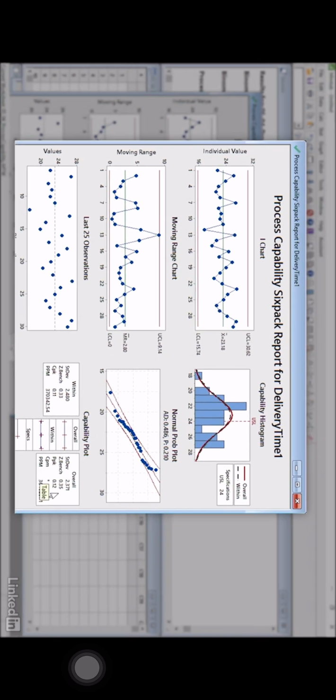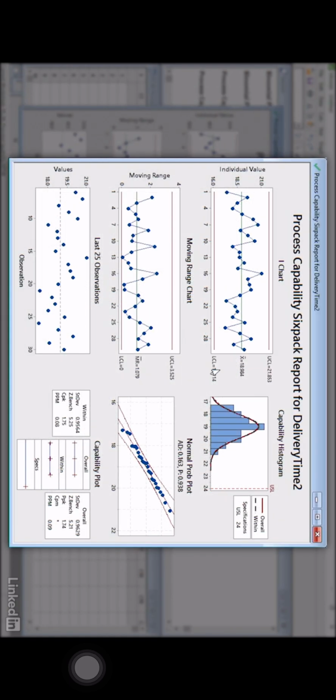With the improvements, let's see what the capability is. We can go back to the same dialog box by pressing Ctrl E and choosing the data column of delivery time 2. Click OK. And here we have the I chart showing that the process is very well in control. No other control points there.